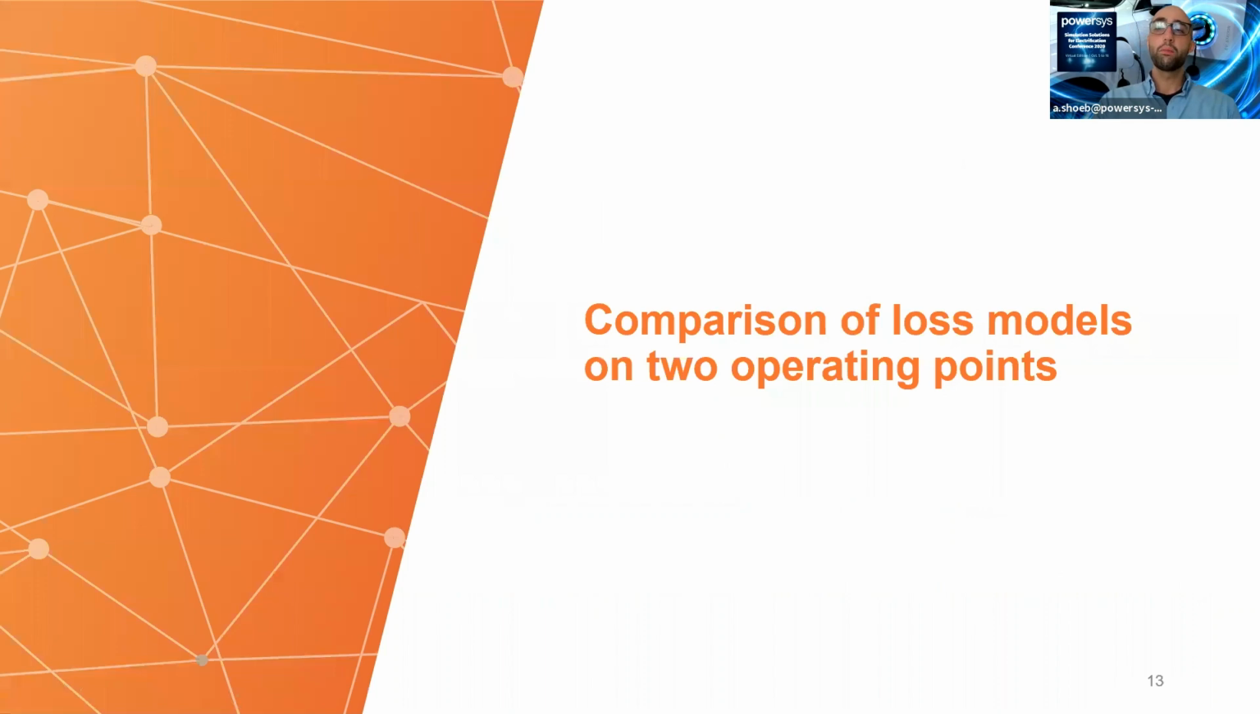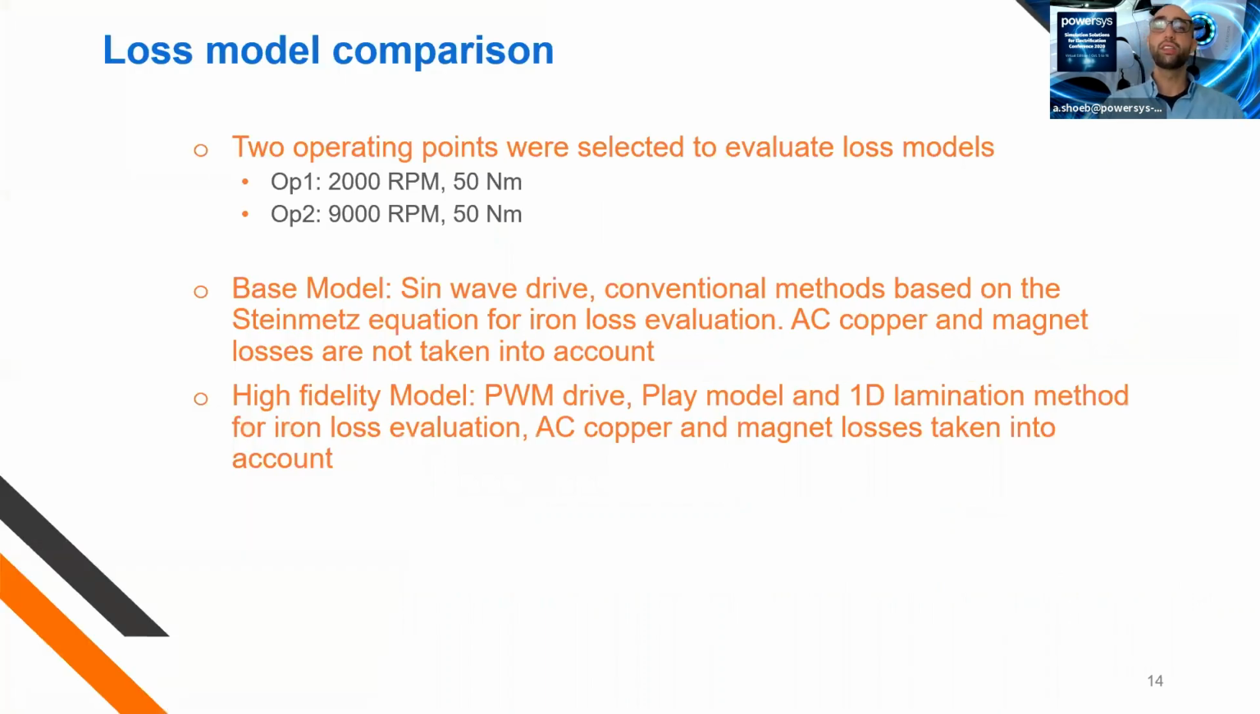So now I'm going to be comparing loss models on 2 operating points. As you can see here, I have 2 operating points, one at 2000 RPM, one at 9000 RPM. Both have 50 Newton meter output. To reiterate, I have a base model which uses a sine wave drive. It uses the conventional method based on the Steinmetz equation for iron loss evaluation. I have AC copper losses, and magnet losses are not taken into account.